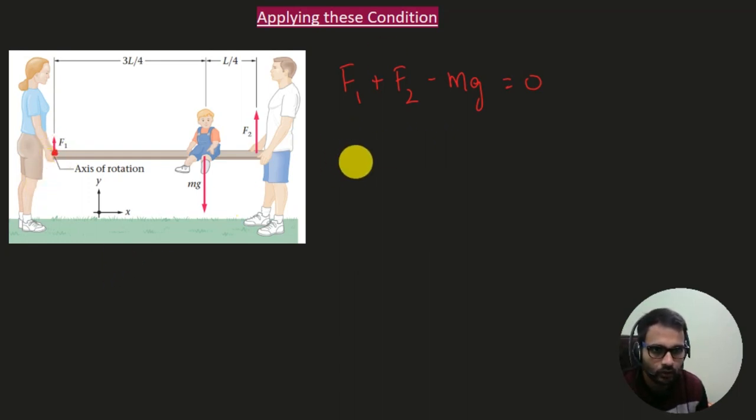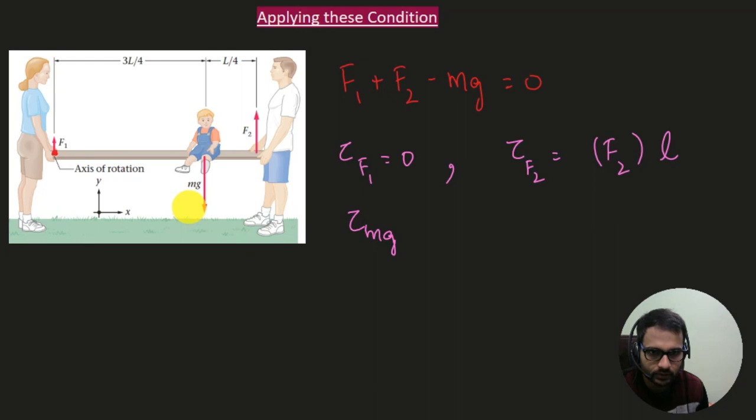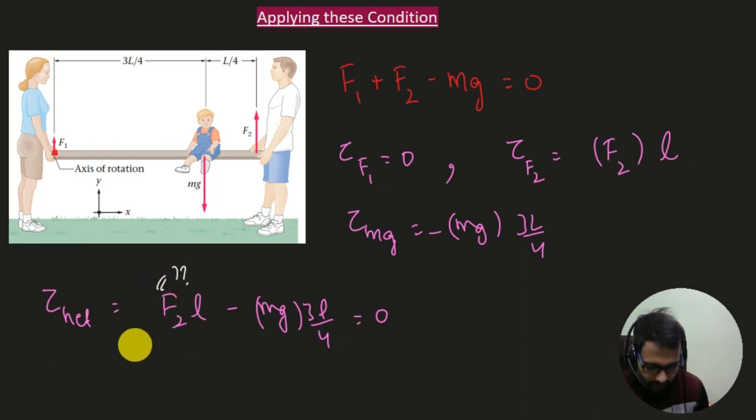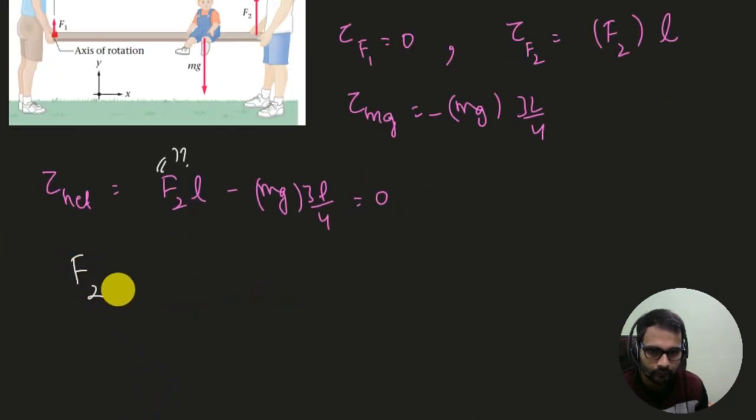So the torque due to force F1 will be zero. And the torque due to force F2 would be equal to, now we always take anticlockwise rotation to be positive, so F2 into L. And the torque due to the mg force would be mg into 3L by 4, and it should be negative because it is in the clockwise direction, right? So the net torque is, F1's is zero so no need to write, F2 into L minus mg into 3L by 4. Now equate this to zero. From here we can find this unknown force F2, right? If you solve it for F2, you'll get F2 equal to 3 by 4 mg.